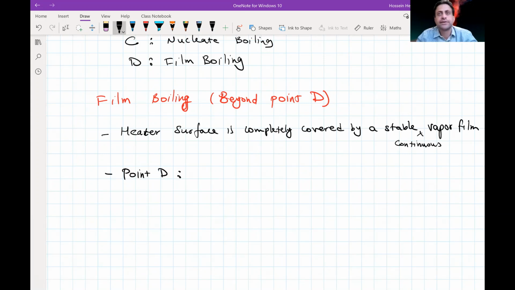And at point D, this is the place that we reach the minimum in terms of the heat flux. That's called the minimum heat flux. The surface is really hot, but the delivery of heat to the liquid is at minimum conditions. And that's the point that we are calling the Leidenfrost point.